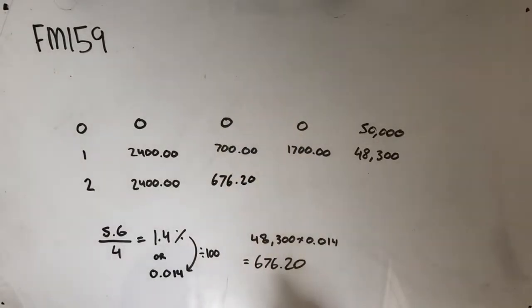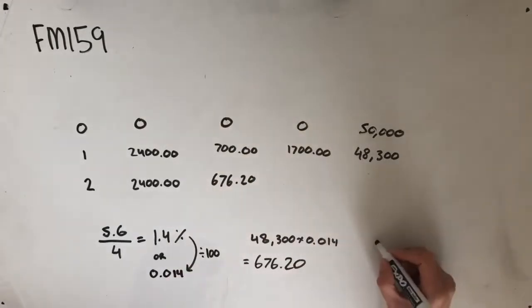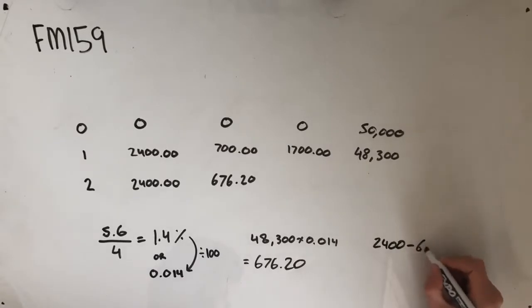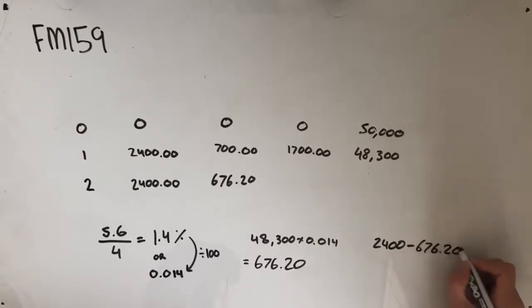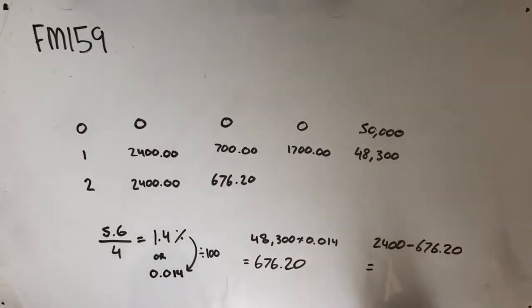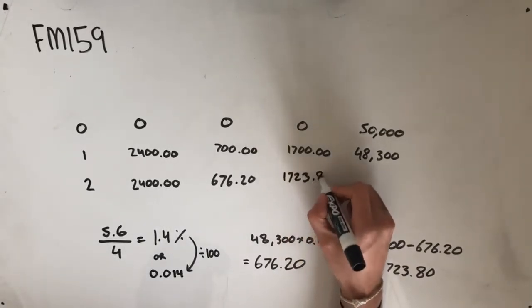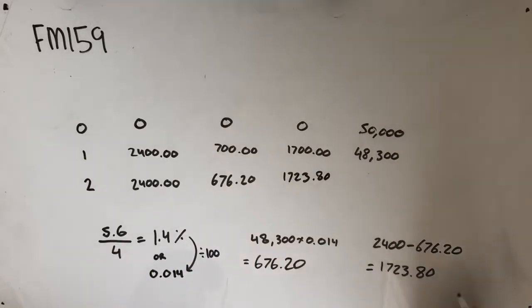To calculate the principal reduction, we're going to take that $2,400 payment minus the interest that's going to be taken from it, so the $676.20, which is going to leave us with an answer of $1,723.80 as our principal reduction, 1723.80, which of course is option D.